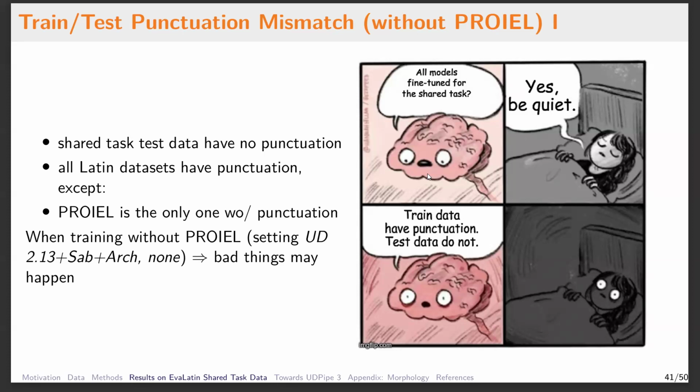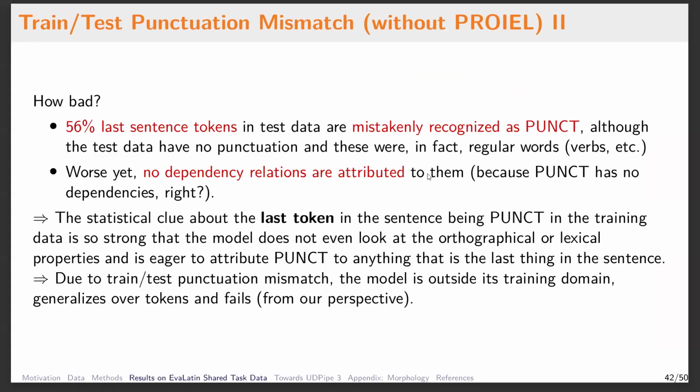And when we realized this, we realized bad things may happen. And how bad is it? Well, pretty bad. It turns out that 56% of last sentence tokens in test data are mistakenly recognized as punctuation, although the test data have obviously no punctuation, and these were in fact very common and regular words with meaning. And worse yet, there were no dependency relations attributed to them, because who would attribute any dependency relation to punctuation, right?